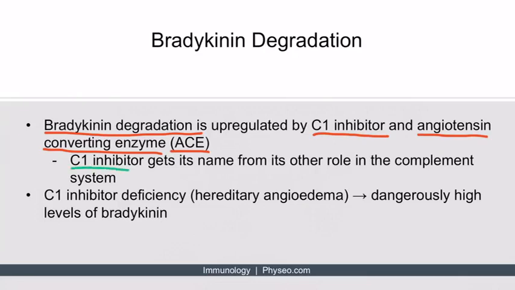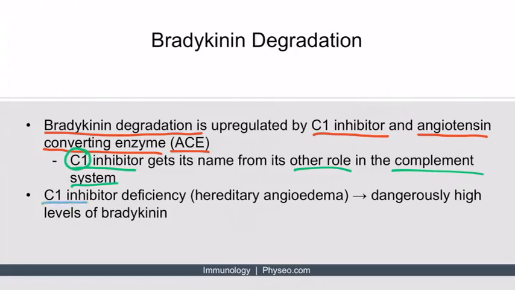In fact, C1 inhibitor gets its name from its other role in the complement system, C1 referring to complement protein 1, which is really not related to the kinin system or the bradykinin system. However, with bradykinin degradation, it is important to know that complement protein 1 inhibitor actually can help degrade bradykinin, in addition to angiotensin converting enzyme. And here's how C1 inhibitor becomes clinically relevant.